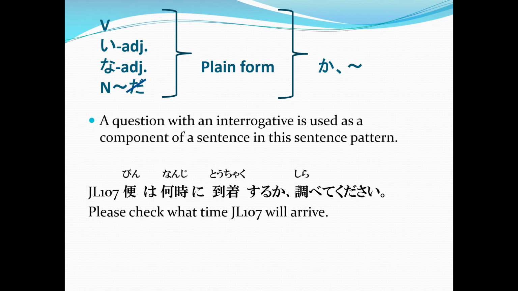JL107 wa nanji ni tochaku suru ka shirabete kudasai. Please check what time JL107 will arrive. So this sentence has a question within it, but then at the same time, you are asking someone to search for it. Got that? Now, here are other examples using this sentence pattern.